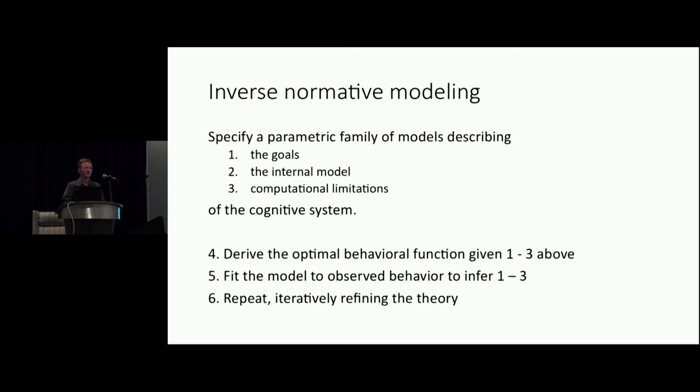And so this is where inverse normative modeling comes in, where we take this procedure that was specified by Anderson, but instead of defining one model, we define a whole parametric family of models that describe the goals, the internal model, and the computational limitations of the cognitive system. And then we do the whole thing of deriving the optimal behavioral function. But then instead of just comparing it to observed behavior, we actually fit the model to observed behavior using statistical methods. And then we still need to repeat and iteratively refine our theory. Maybe we have chosen the wrong class of models, and so on and so forth.